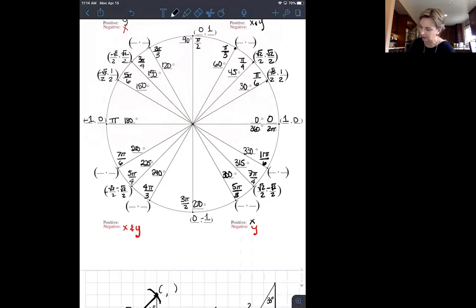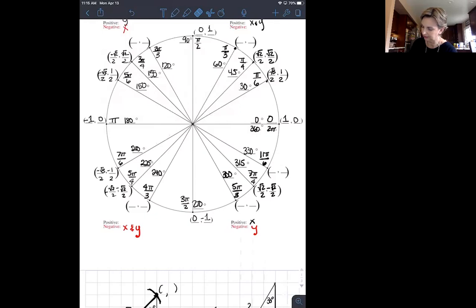So now we're going to head over to the next one, which is that 210. 210 degrees also has a reference angle of 30. Okay, so that means it's going to be the square root of 3 over 2 and 1/2, but in quadrant 3, both are negative. So this is going to be negative square root of 3 over 2 and negative 1/2. Okay, nice. Look, we're almost done with our unit circle.